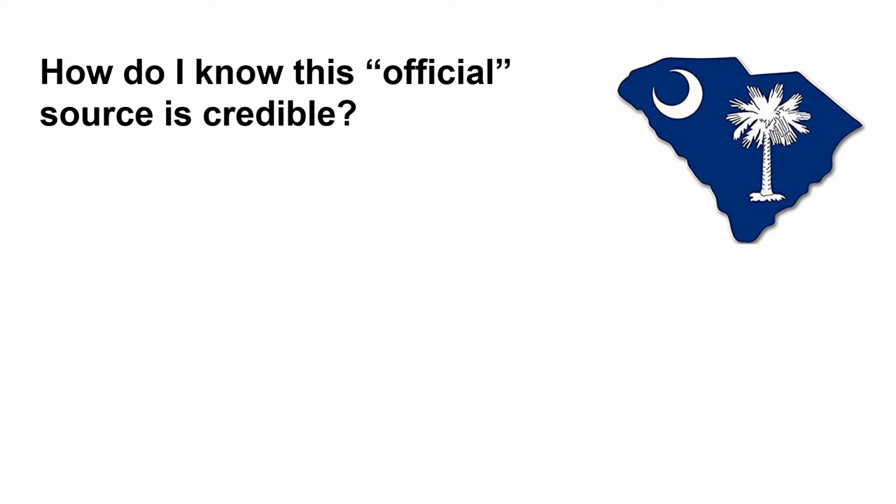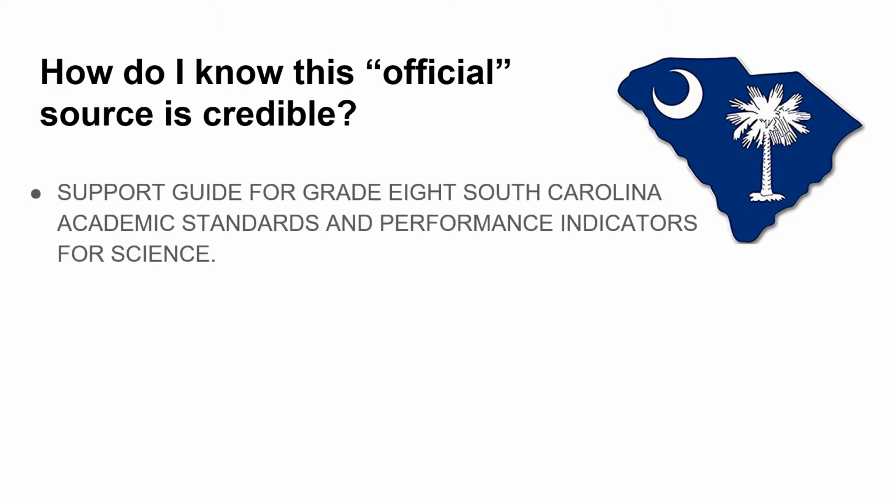Alright, so my official source of information is directly from the South Carolina Department of Education and the support documents and the academic standards that I'm obligated to teach my students in 8th grade science. So how do I really know that this source is credible? Well, basically the fact that the state of South Carolina is mandating that these concepts be taught. They were approved by the Department of Education, and they require students to understand these concepts in order to move on to high school. So those are just some of the reasons why I would consider this official source to be credible.